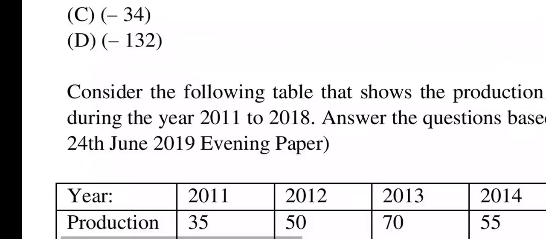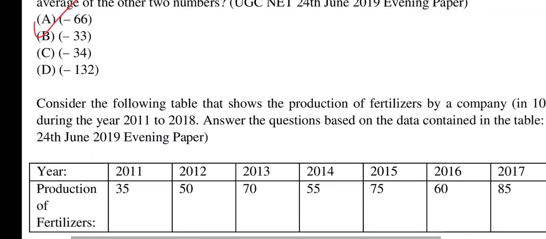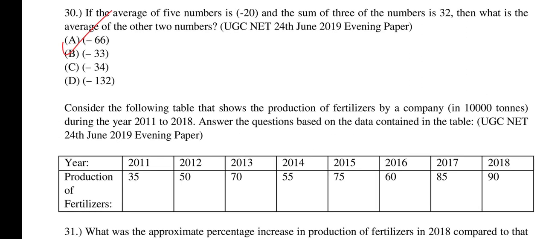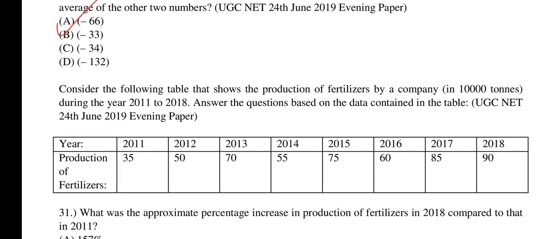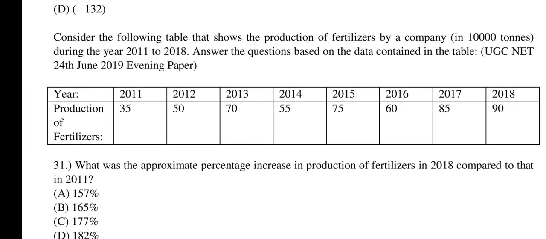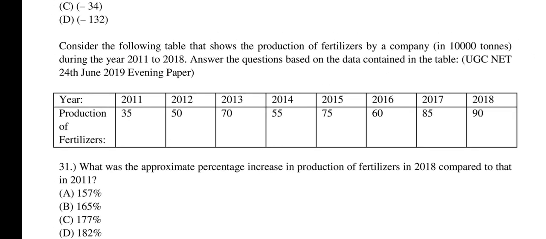30 is done. 31 is saying, consider the following table that shows the production of fertilizers by a company in 1000 tons during the year 2011 to 2018. Answer the questions based on the data contained in the table. So this is the table: year, production of fertilizers. 2011, 35; 2012, 50; 2013, 70; 2014, 55; 2015, 75; 2016, 60; 2017, 85; 2018, 90.